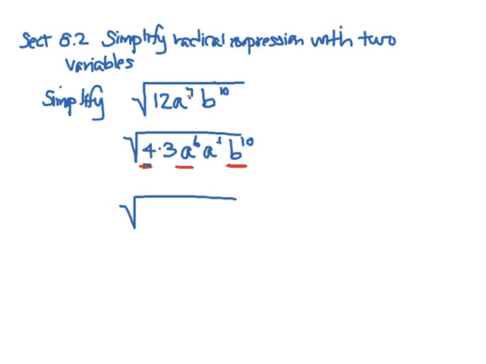So my 4, the square root of 4 gives me a 2. Right? And then my a to the 6th, divide that exponent by 2. 6 divided by 2 gives me a 3. And then my b to the 10th, divide 10 by 2, and I get b to the 5th. So these all go away. So then the only thing that I'm left with on the inside is a 3 and an a. And my square root's a little bit long out there, but that's my final answer.